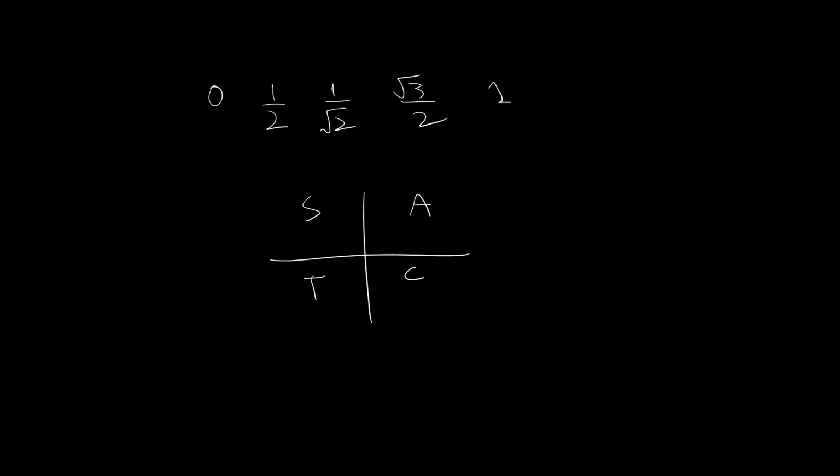Summary: remember the table, remember the 5 values. And remember All Students Take Coffee. And finally, the identities which I mentioned earlier. And you are good to ace the LUMS equation.